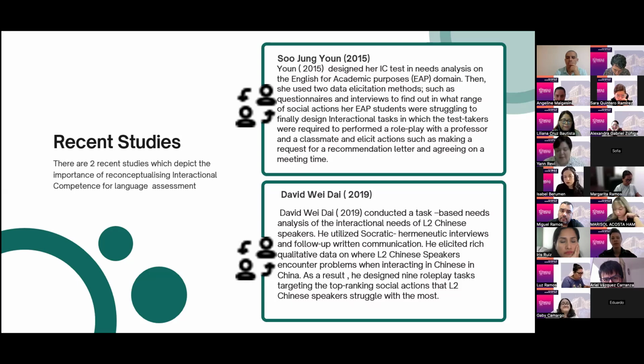in 2015, made a study in which she designed her interactional competence test. Number one, a needs analysis on the English for academic purposes domain. And then as a second point, she used two data collection elicitation methods, for example, questionnaires and interviews to find out in what range of social actions her students were struggling.